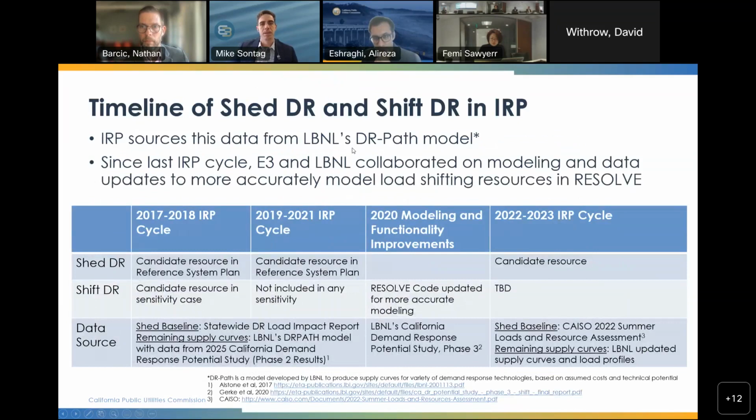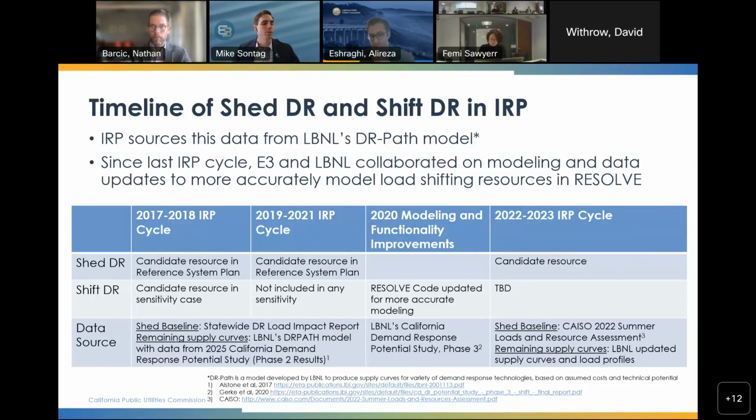Great, so some background on what we've assumed in the past. Shed demand response has been a candidate resource in the previous 2 code cycles, and it's slated to be a candidate resource in this code cycle as well. Shift demand response is a little different. It was included as a sensitivity case based off of the LBNL phase 2 demand response potential study in the 2017-2018 IRP cycle. That was based on old model functionality.